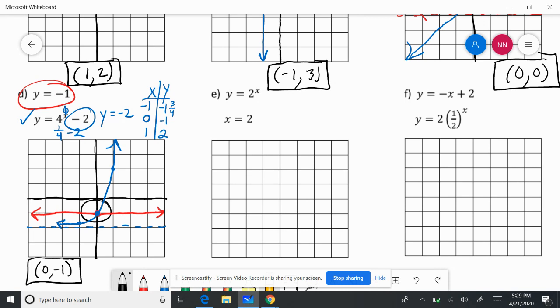Now, looking at the next one. Once again, what I want to do is start off with my linear equation. So notice that it's not y equals, it's x equals. And whenever it's x equals, it's a vertical line. So where's the vertical line? The vertical line is at 2. So on my x-axis, I go to +2, and I draw my vertical line.